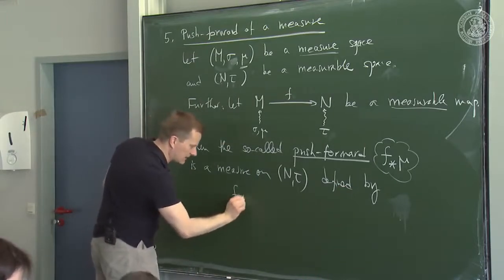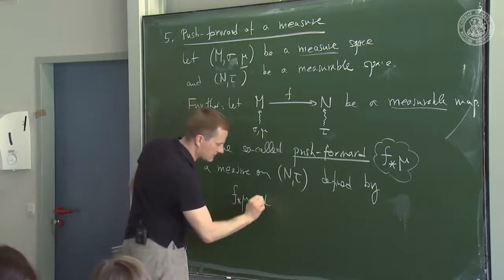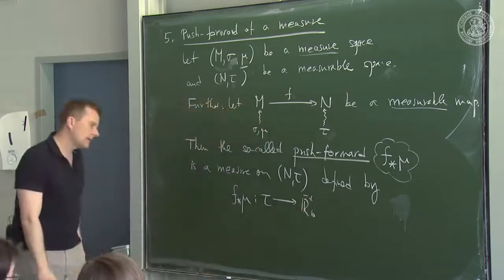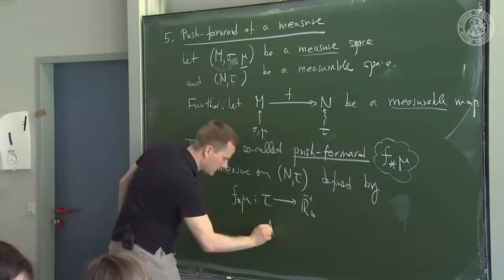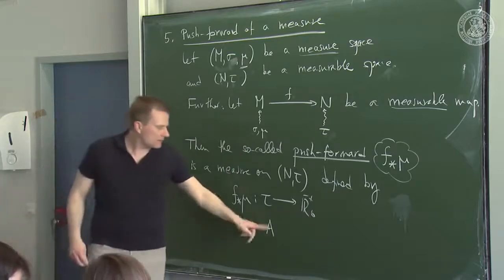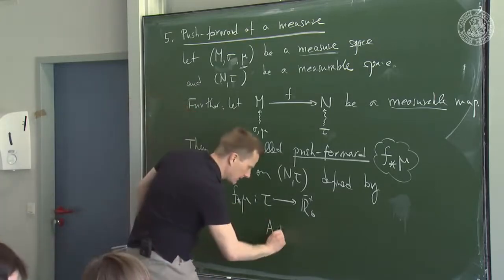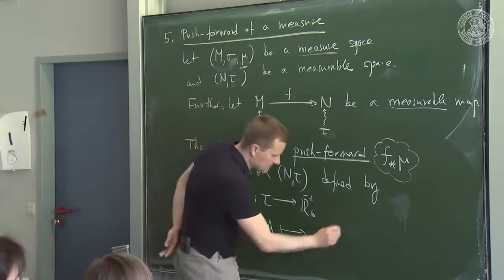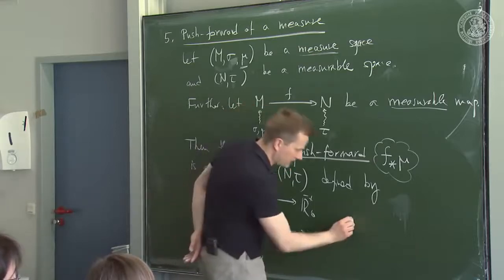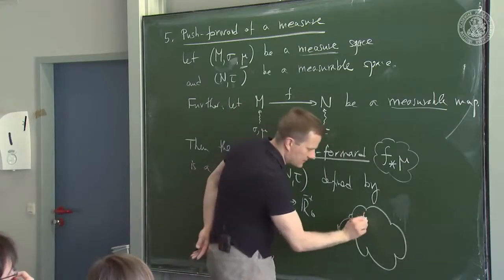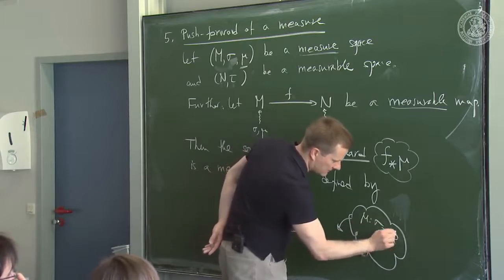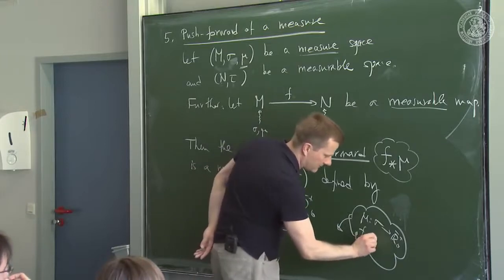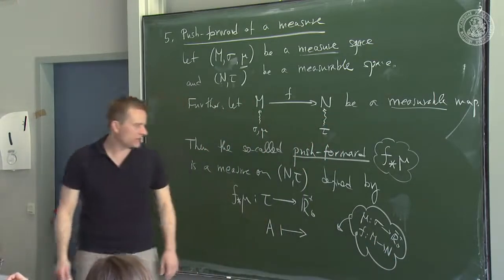So this F star mu, this new measure, is a measure on tau, so it needs to go from here to somewhere here, and it needs to take any measurable set A in this sigma algebra, and send it to a number like this. The only ingredients you can throw into your meal are the measure mu that goes from sigma to there, and the measurable map F that goes from M to N. Now you tell me how to define this.